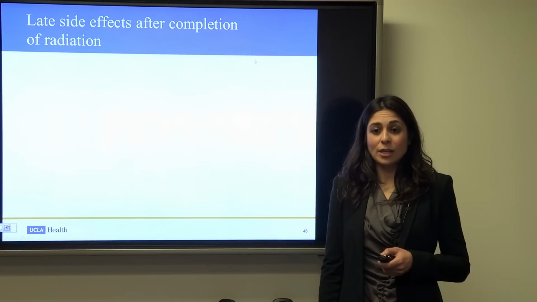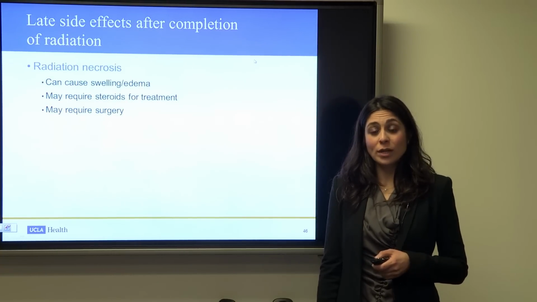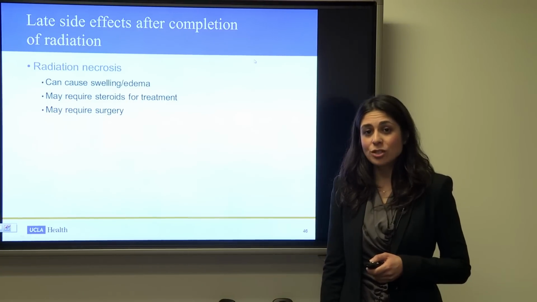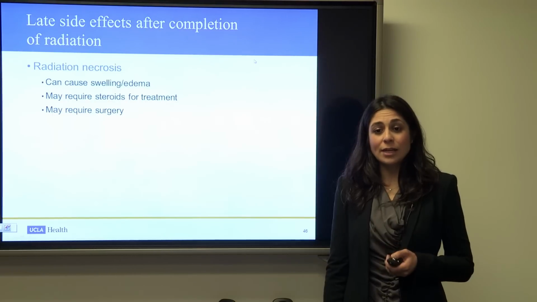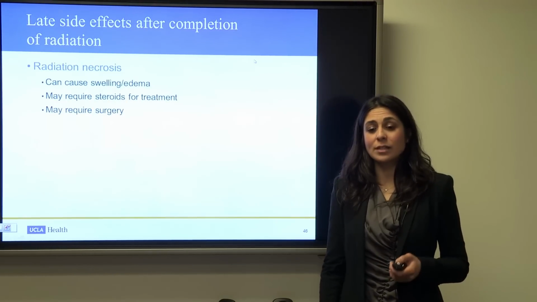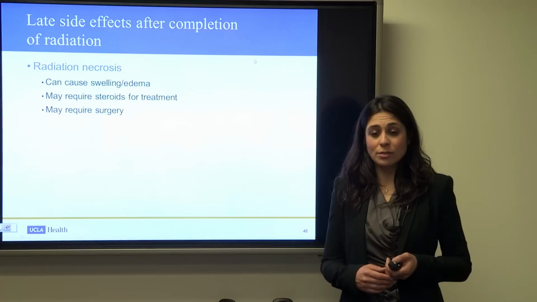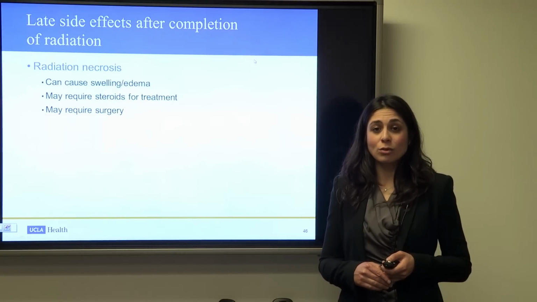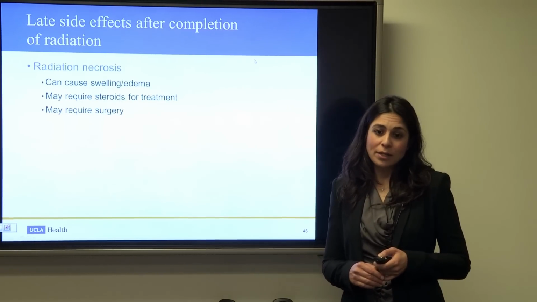Late side effects to think about after completion of radiation. One is radiation necrosis, and this is just a fancy term to mean dead cells caused by the radiation. So the radiation worked, killed those cancer cells, and now they're kind of sitting there until the body clears them out. Sometimes this can cause its own swelling or edema, and they may require steroids for treatment and rarely surgery for treatment.